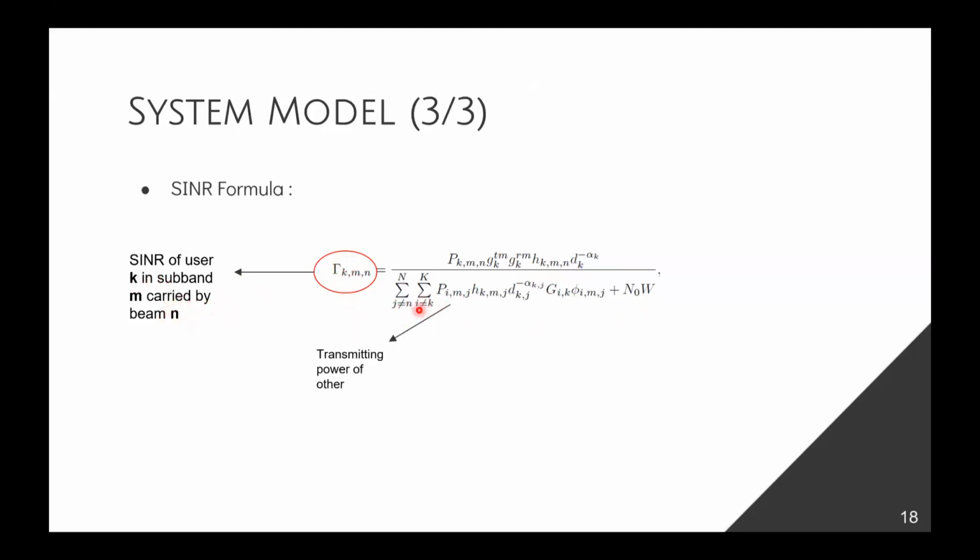So it's not the same beam, but the same subband can also hinder or make an interference with the main beam. This is the transmitting power for the other beam. This is the channel gain, and then this is the path loss, and this is the beam gain for both the main lobe and the side lobe. And then the last one is the additive white Gaussian noise, so the interference and the noise. This will be used to evaluate the model.